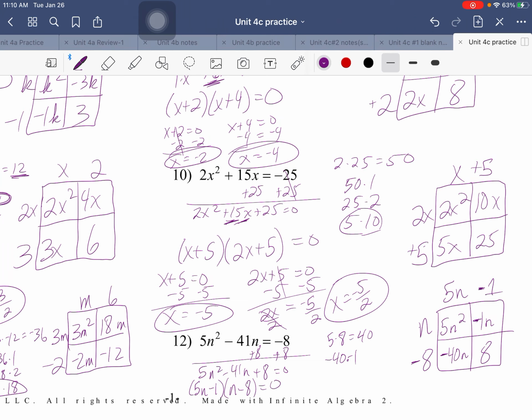So when you set both those equal to 0, the first factor will end up being 1/5. The last factor will end up being 8. When you set them equal to 0 and solve.